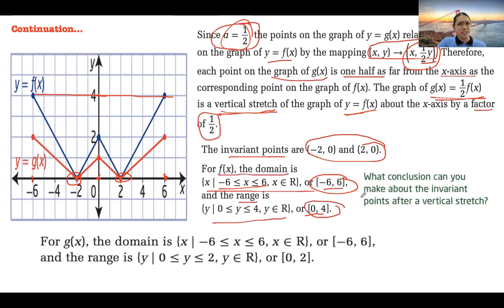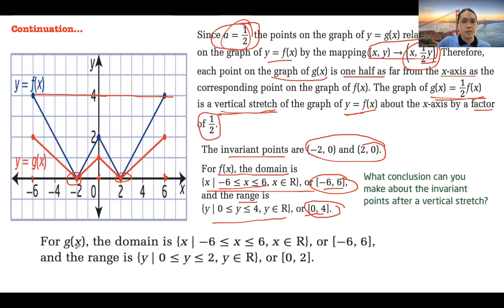What conclusion can you make about the invariant points after a vertical stretch? Invariant points will not change, of course. That's why it could be like the x-intercepts in this case, perhaps. I guess so. So we can have the range and then the domain in here.